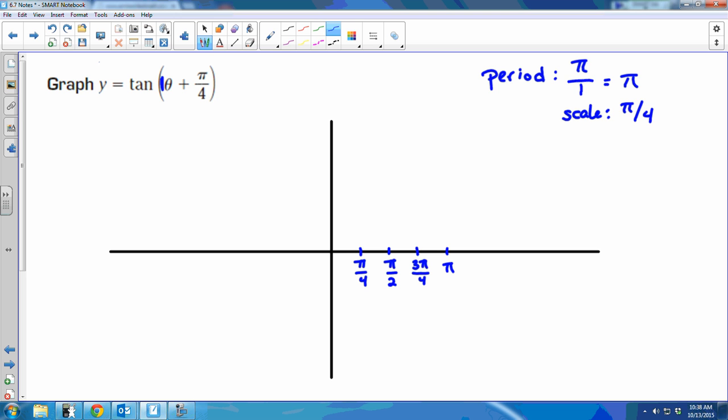But any questions on where those numbers came from? All right. Then is there a phase shift? Yes, there's a phase shift. It's still C over K. So what is C? Negative pi over 4, divided by K. K is still 1, so it's just negative pi over 4, right? So I need to make some marks over here because I have negative pi over 4.